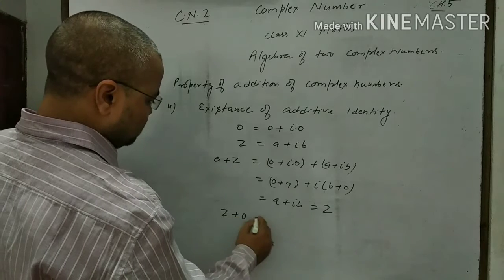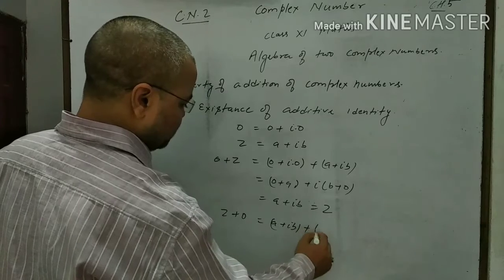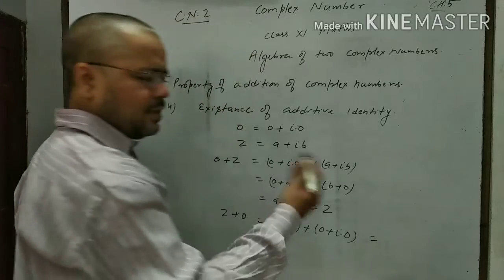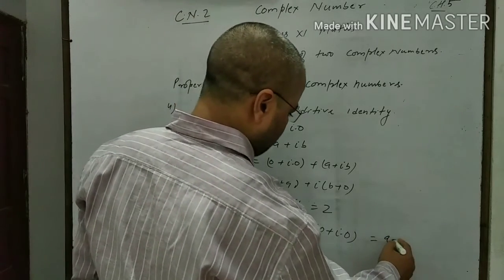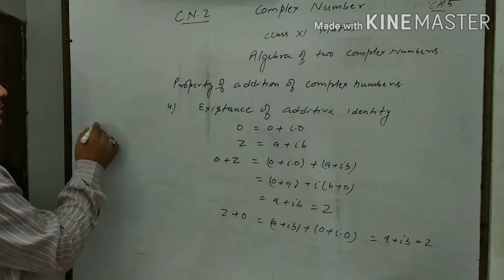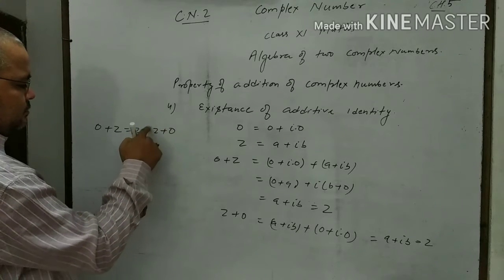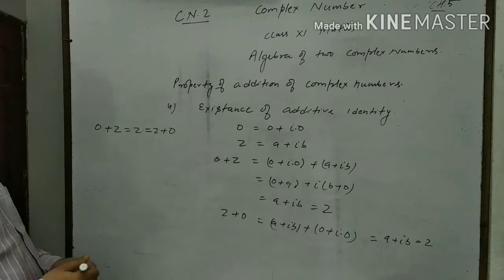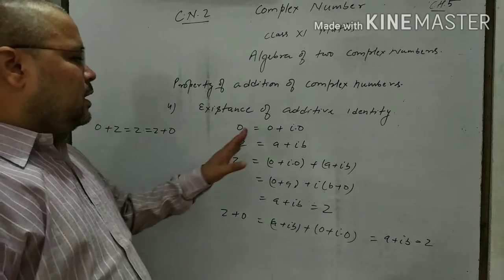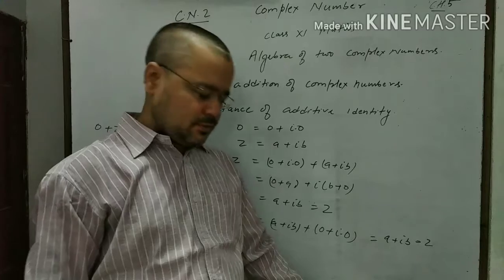Similarly, z plus 0 is equal to a plus ib plus 0 plus i dot 0. Again, if we add, then we find that its value will be a plus ib, equal to z. In this way, we can write 0 plus z is equal to z plus 0. Okay, in this way, we can verify the existence of additive identity in the complex numbers.